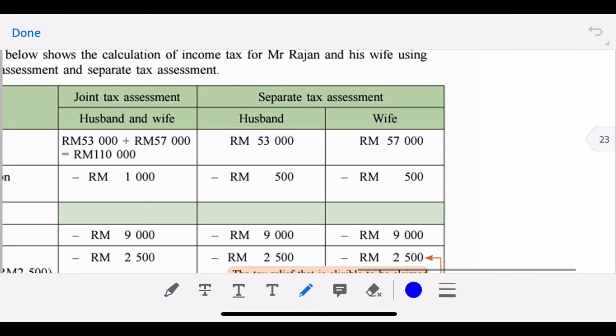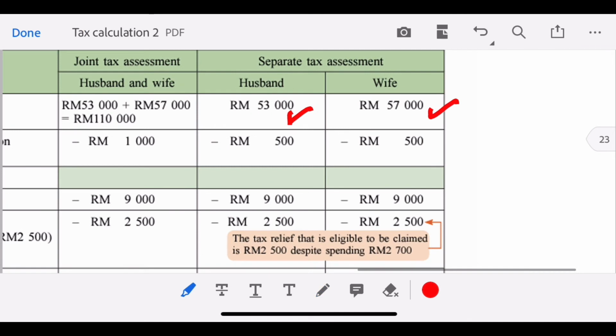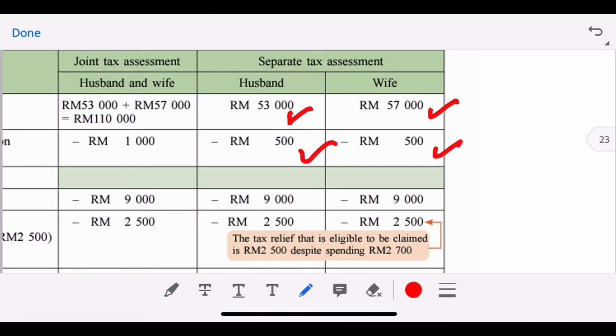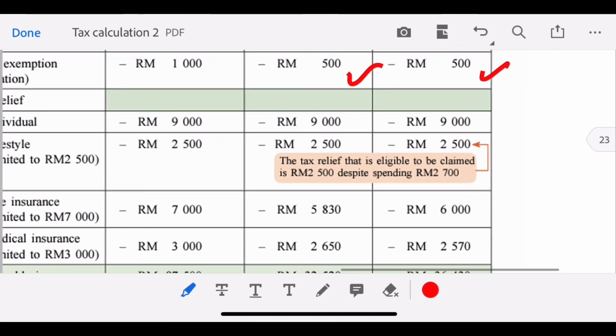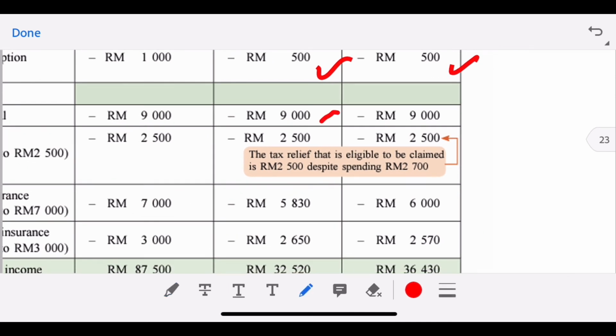If they are doing the separate tax assessment, then we will see each of them have to do a separate tax calculation. So 9,000, 2,500. The tax relief eligible to be claimed is 2,500 for the spending, which is more than 2,500. 2,700 is more than 2,500. So we have to go back to the limit 2,500.